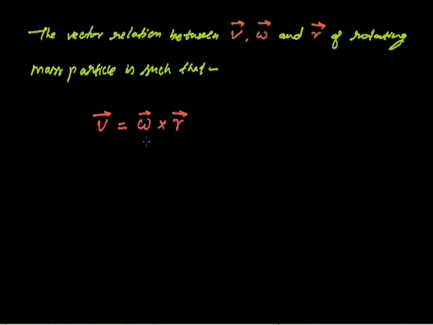When the vector omega and the position vector r are multiplied by the cross product of the two vectors, then the resultant vector is in the direction of linear velocity. It means the cross product of the two vectors omega and r provides the vector linear velocity.